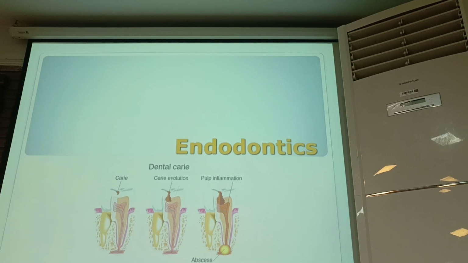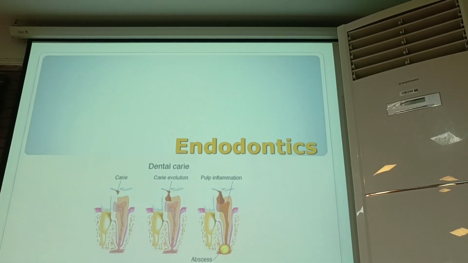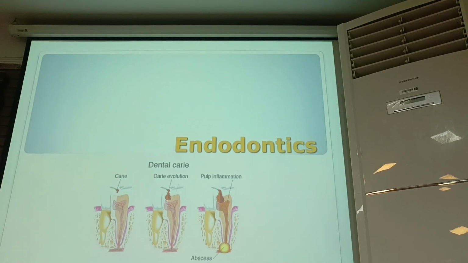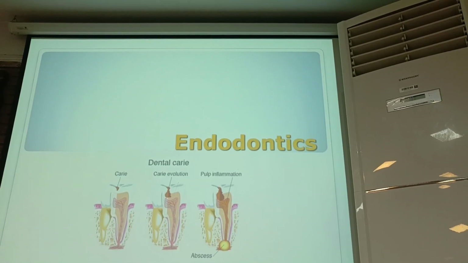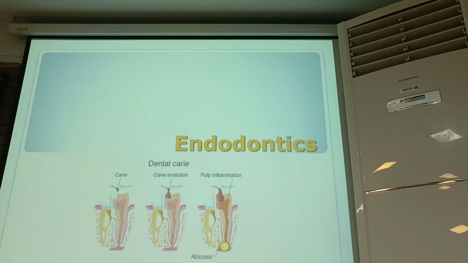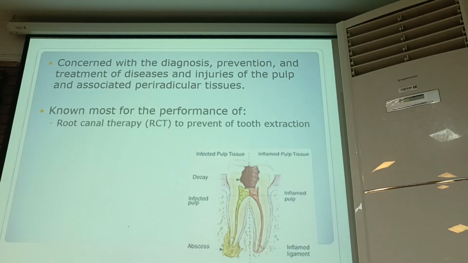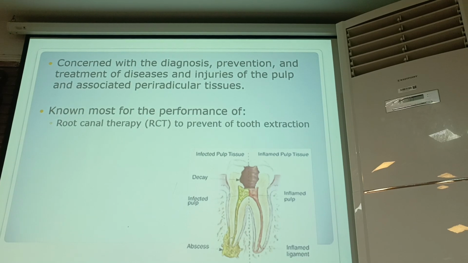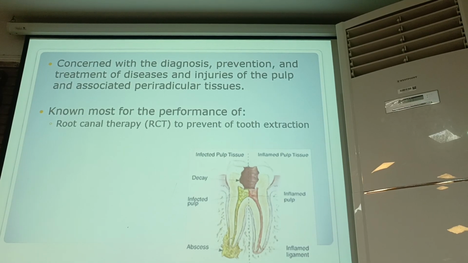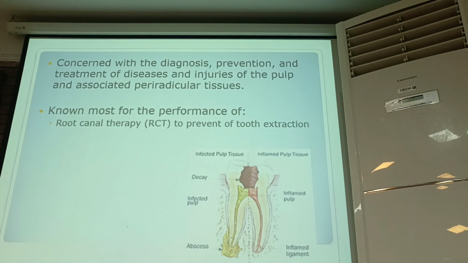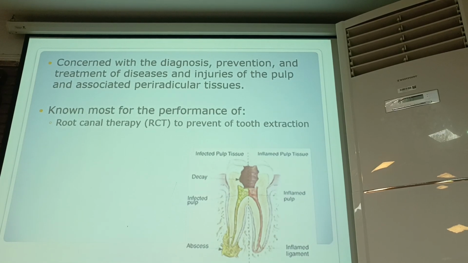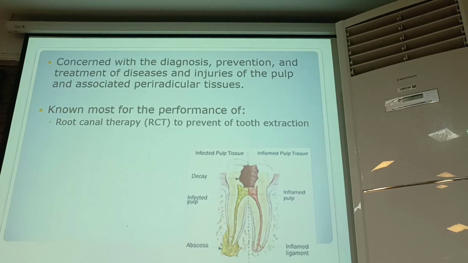And endodontic departments. What is the goal in endodontic department? You can see the picture. Dental care. Pulp treatment. Yes. Actually, this is about pulp treatment. This department is concerned with the diagnosis, prevention, and treatment of diseases and injuries of the pulp and associated peri-radicular tissues.